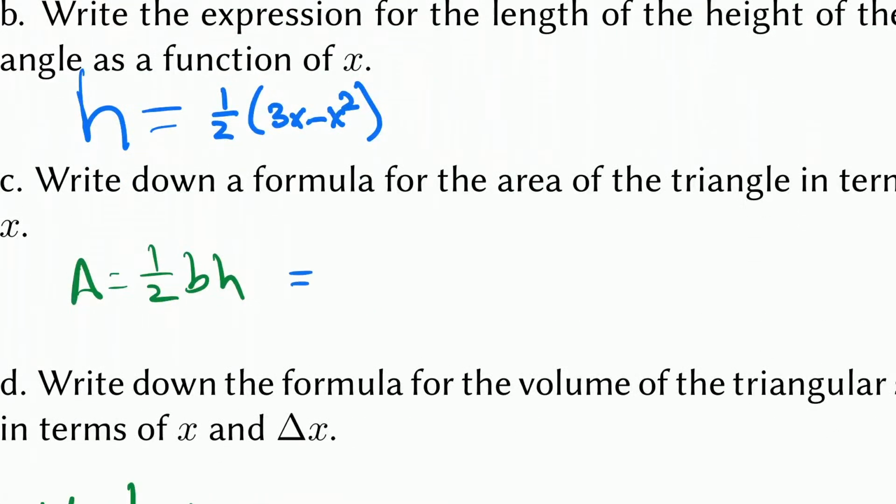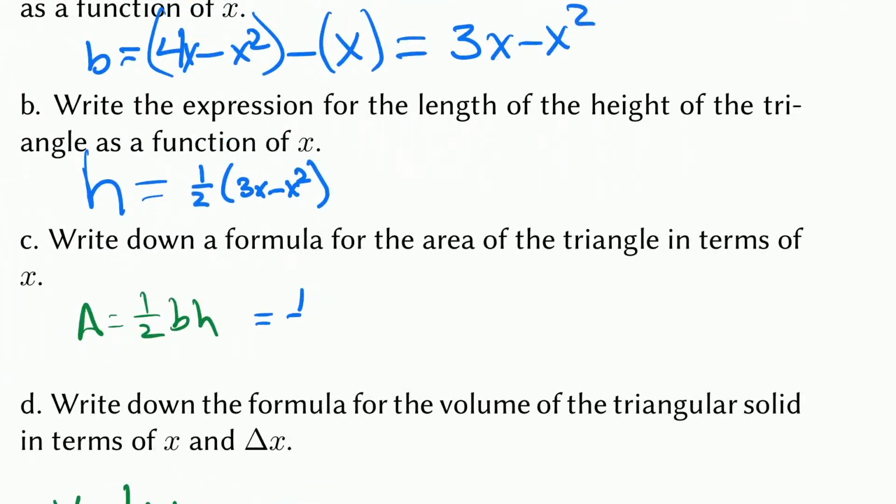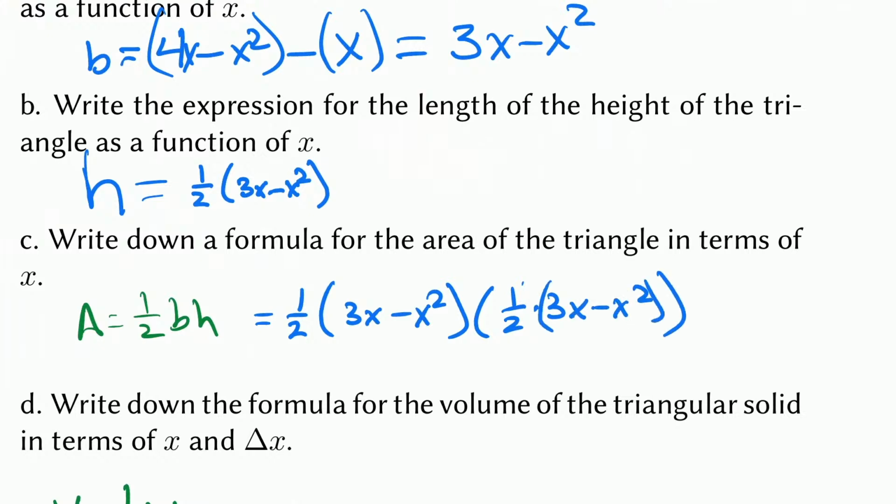So this will be base times height, 1/2. So I have 1/2 times 3x minus x squared times 1/2 times 3x minus x squared. Too many sets of parentheses, but there we go. Everything matches up. So just so you know, this is the base, and this one is the height.